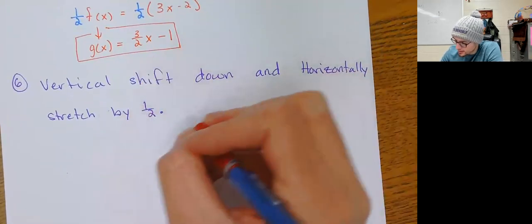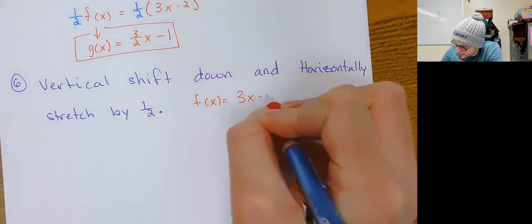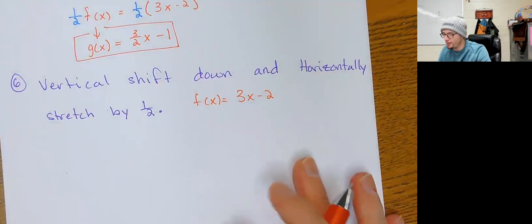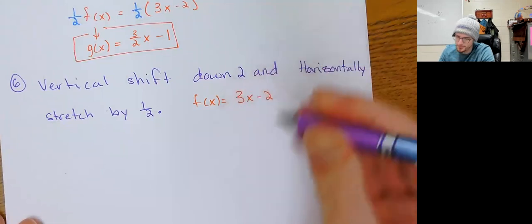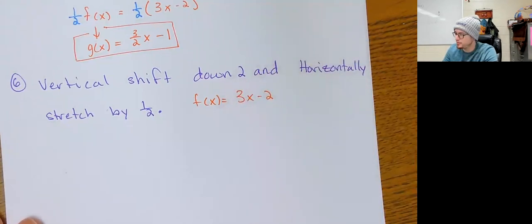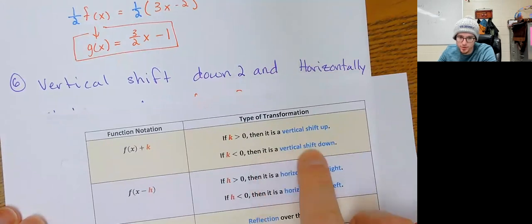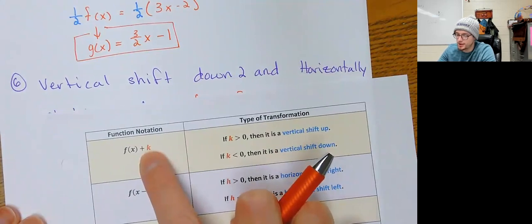Okay. So we're going to have f of x equals 3x minus 2. All right, vertical shift down what? Well, I gotta say down something. Let's just say down 2. So vertical shift down 2. That means we're gonna subtract 2, or we're gonna add a negative 2, which is subtract. So we're gonna subtract 2 off of the entire function.